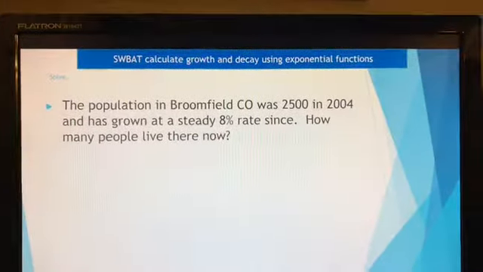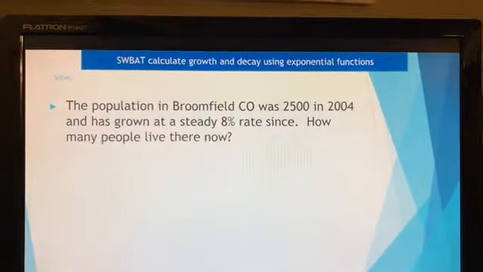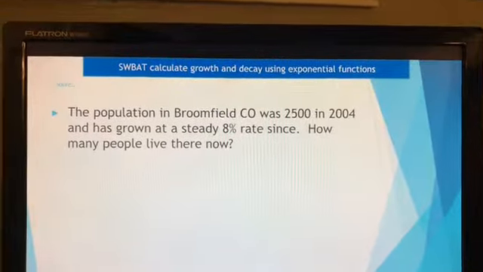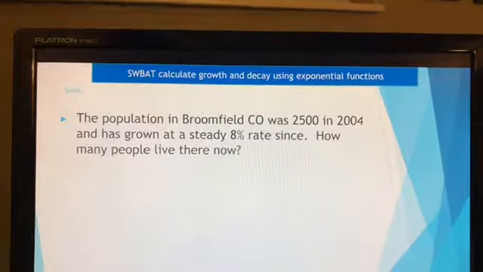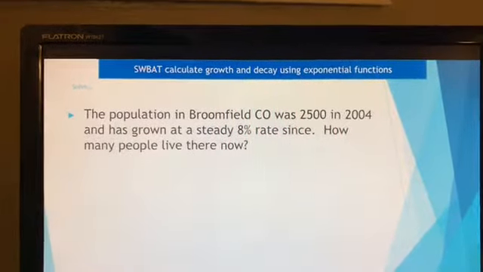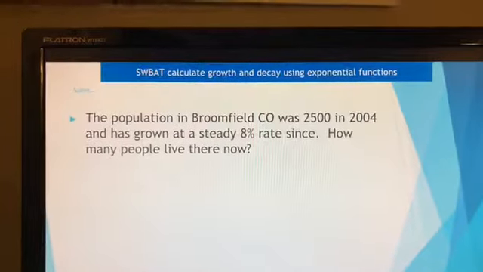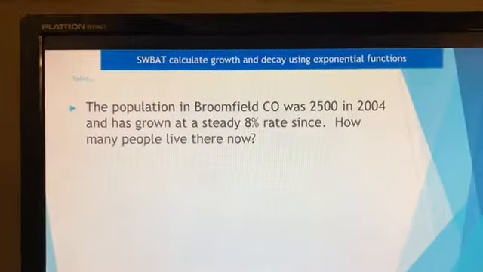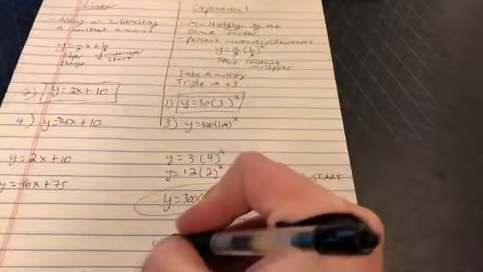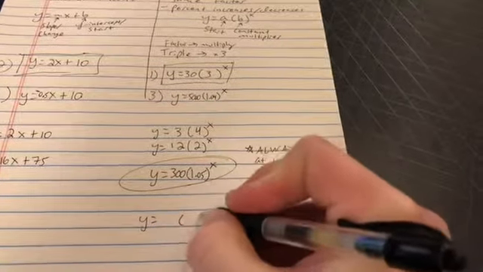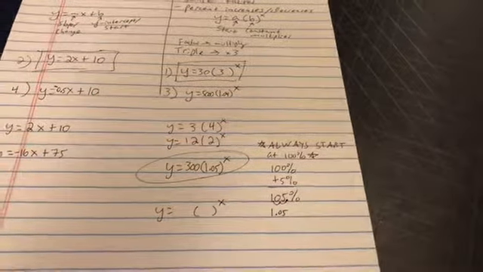So let's look at this one. The population in Broomfield, Colorado was 2,500 back in 2004. And it's grown at a steady 8% rate since. So how many people live there now? If we look here, we're growing at 8%. Percent changes are always exponential. So we're going to have y equals some number outside of parentheses to the x.